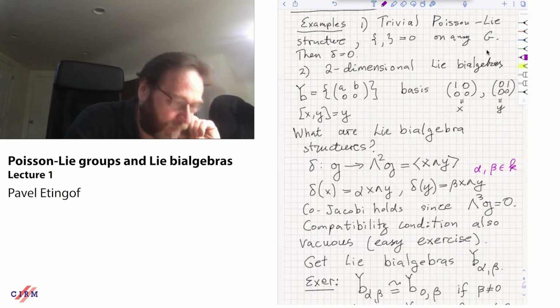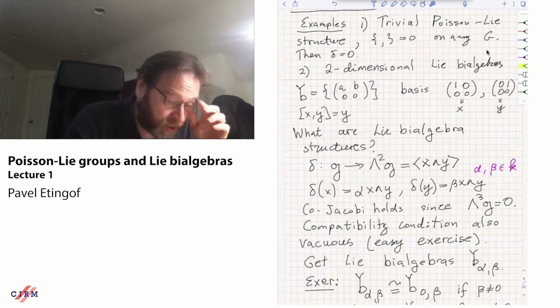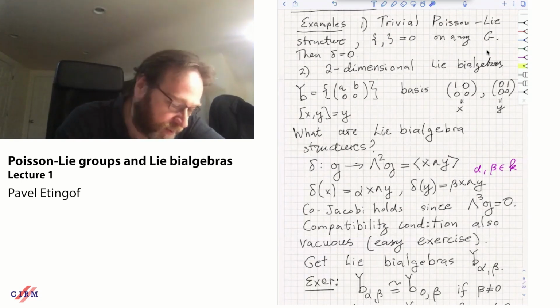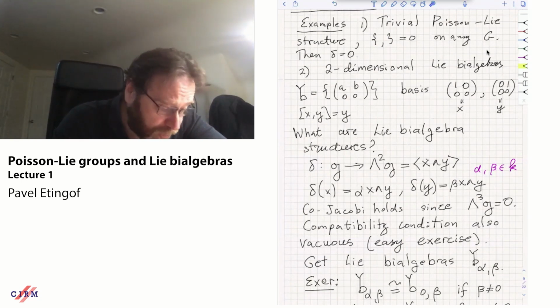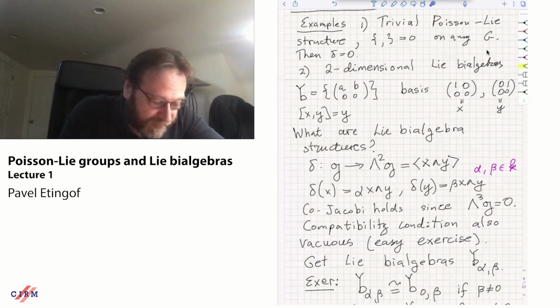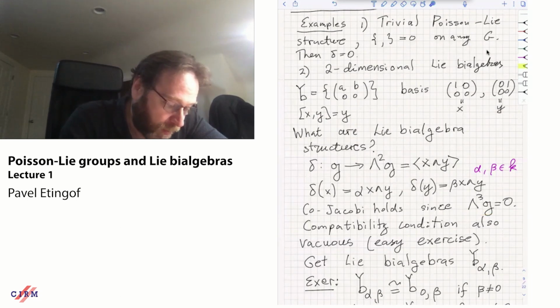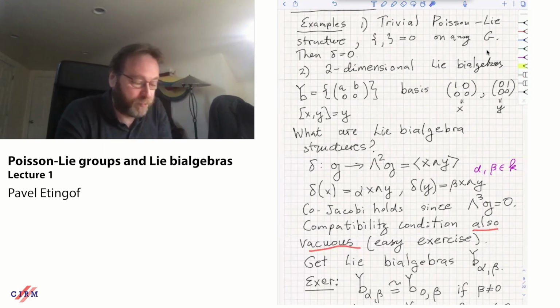So what are the conditions? It will turn out that all the axioms are actually vacuous in this case. They are automatically satisfied. For the Jacobi identity, it is obvious that it is vacuous, simply because it takes place in wedge 3 of G, but G is two-dimensional, so wedge 3 is 0. But the compatibility condition can also be checked to be vacuous. This is less obvious, but also true and easy to check by calculation.